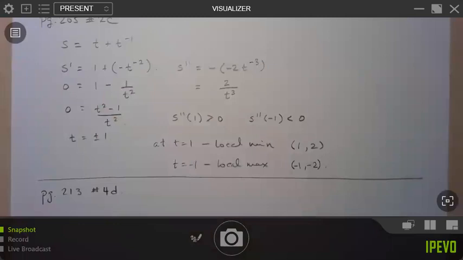Okay. All right, 213, number 4D. So 4D says, use the algorithm for curve sketching to sketch the following. Okay, so let me just ask here if the problem was not being able to find the x-intercepts, to the person who asked me that.